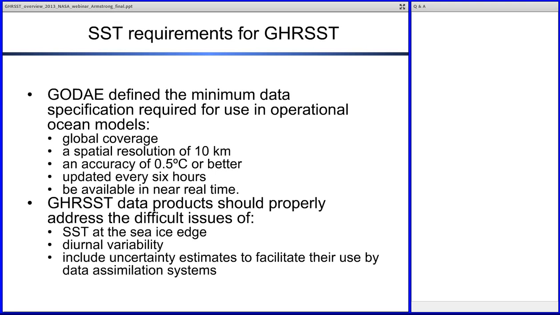So these GHRSST data sets were originally designed to address some of the classical difficult issues that still remain in sea surface temperature observations from space, including defining SST at the sea ice edge, characterizing the diurnal variability, which is quite complex, as well as providing these uncertainty estimates to facilitate their use in ocean model data assimilation systems.